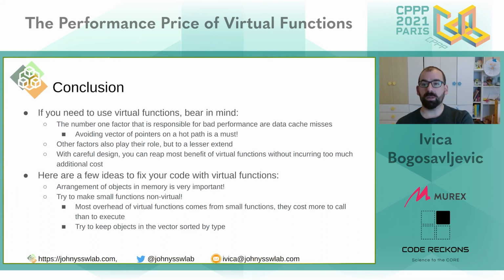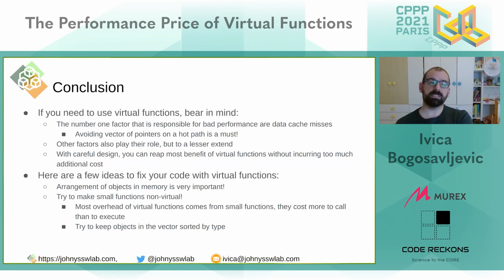So what are the lessons learned? If you need to use virtual functions, you need to bear in mind a few things. The number one factor responsible for bad performance is data cache misses. You'll see that everywhere, not just in virtual functions. Data cache misses are what make your programs run slow. Avoiding vectors of pointers on a hot path is a must. You cannot get good performance if you have vectors of pointers. Other factors also play their role, but to a lesser extent.